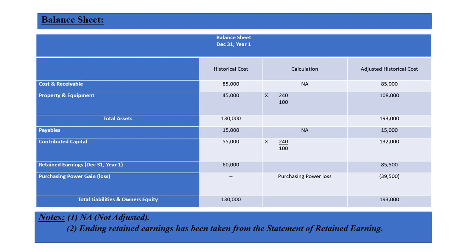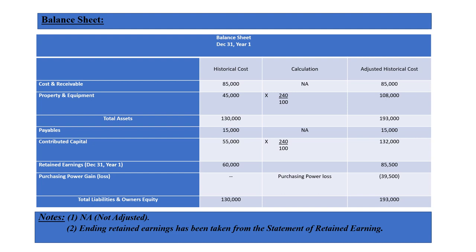The balance sheet at December 31, year 1: cash and receivable 85,000, property and equipment 45,000, total assets 130,000, payables 15,000, contributed capital 55,000, ending retained earnings 60,000, total liabilities and owner's equity 130,000. The result should also show the purchasing power gain or loss.